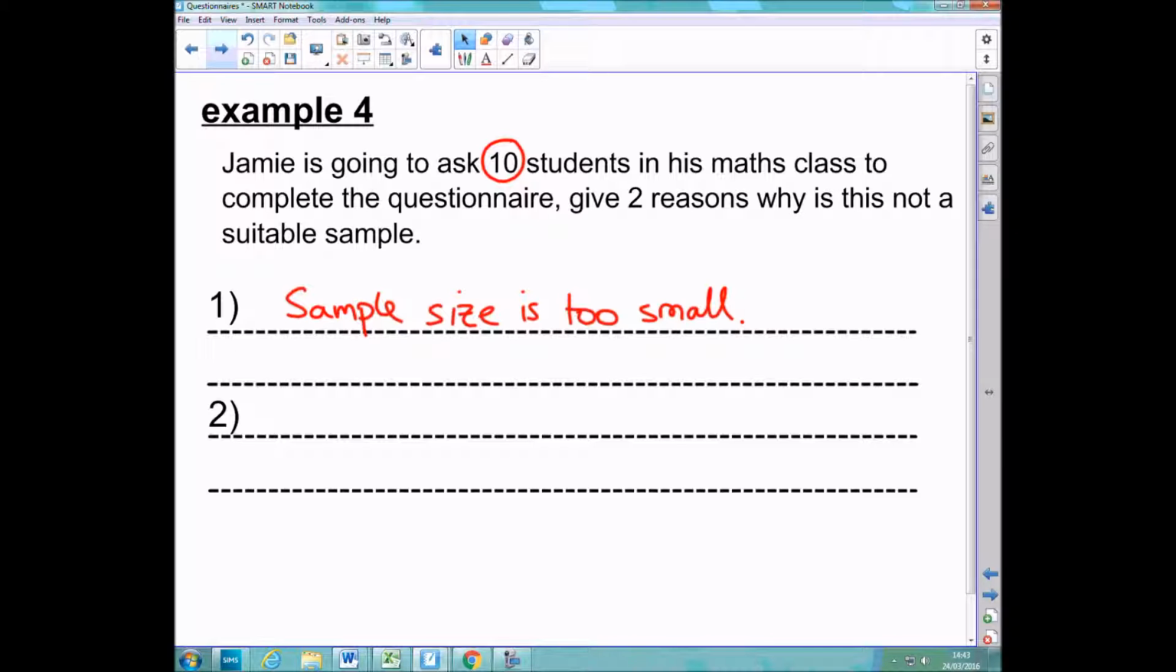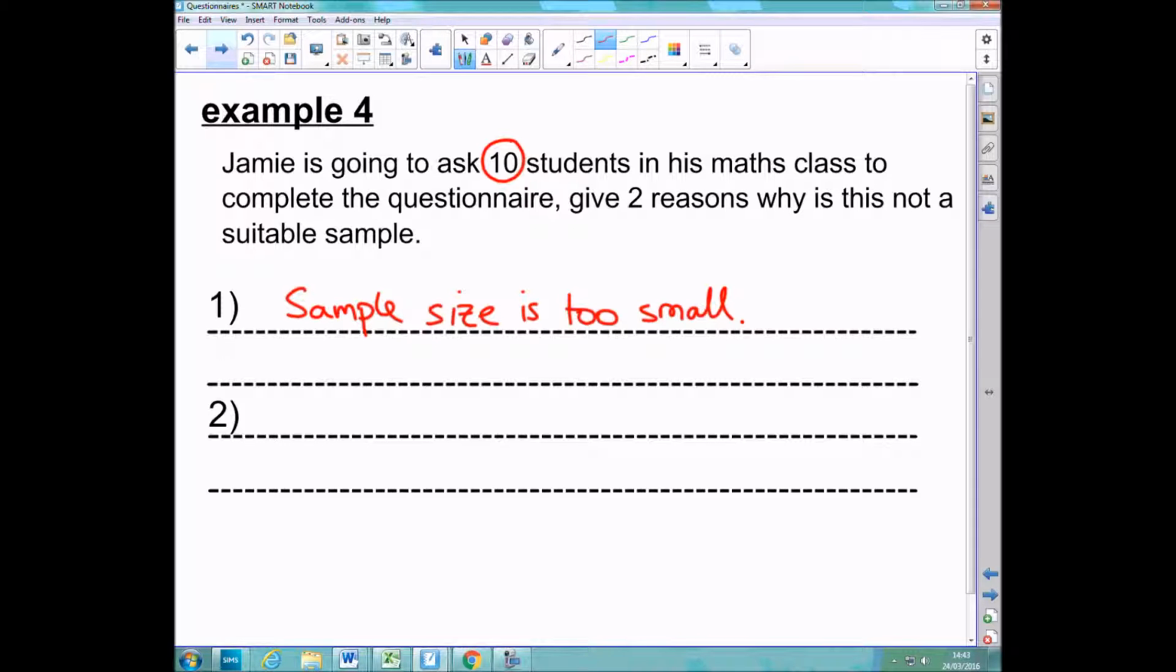The second answer that we're looking for on these sorts of questions is how the people that he's choosing are not random. So you want to think about the place that he's choosing. Is the place changing? In this case, it's not. Or is it the time of day? Is the time of day the same? That's going to give the same type of person. How are these people going to be the same? That's going to be the problem with his sampling.